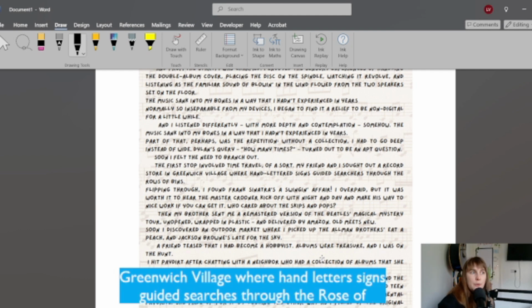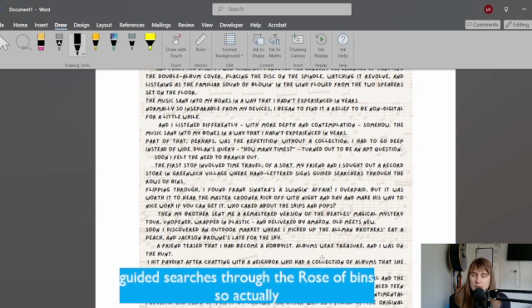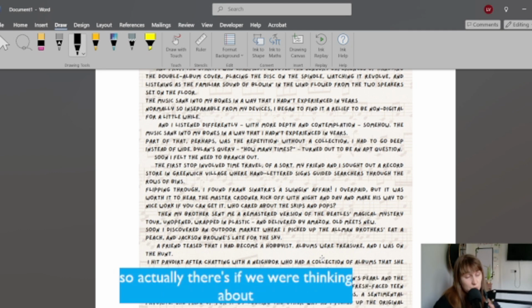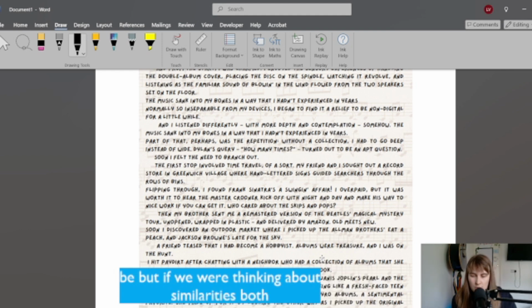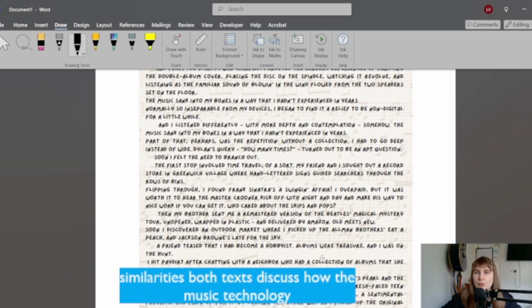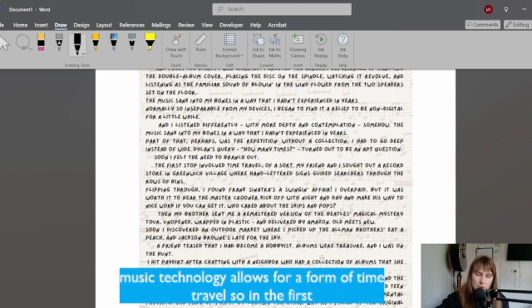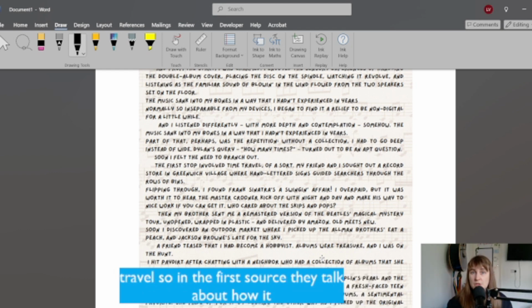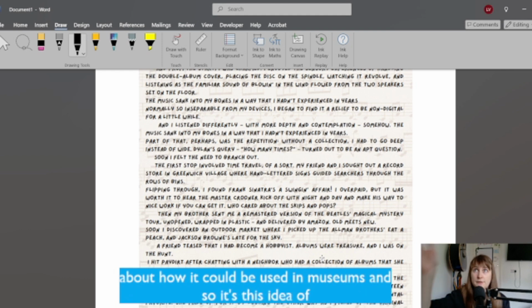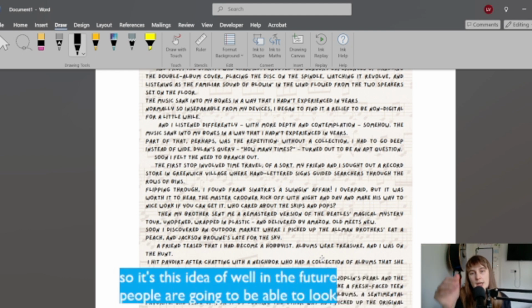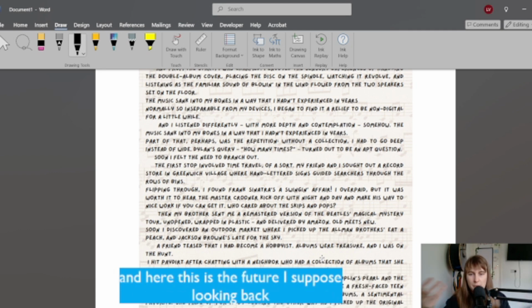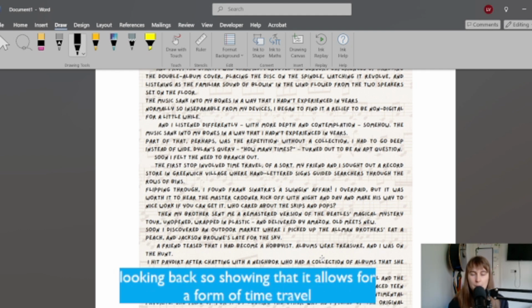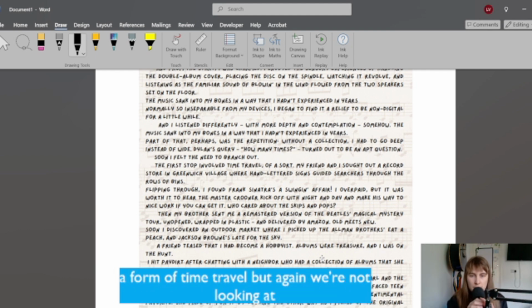So, actually, if we were thinking about similarities, which we're not going to be, but if we were, both texts discuss how the music technology allows for a form of time travel. So in the first source, they talk about how it could be used in museums, and so it's this idea of, well, in the future, people are going to be able to look back. And here, this is the future, I suppose, looking back. So showing that it allows for a form of time travel. But again, we're not looking at similarities, we're going to be looking at differences.